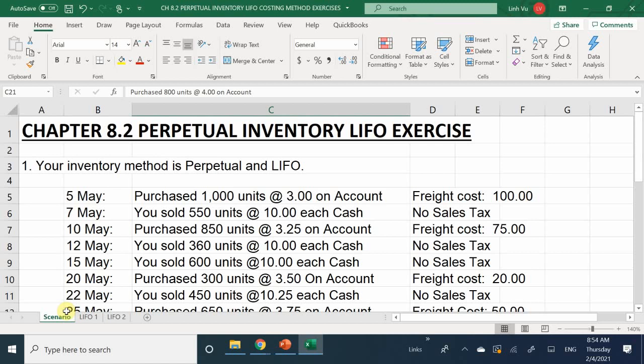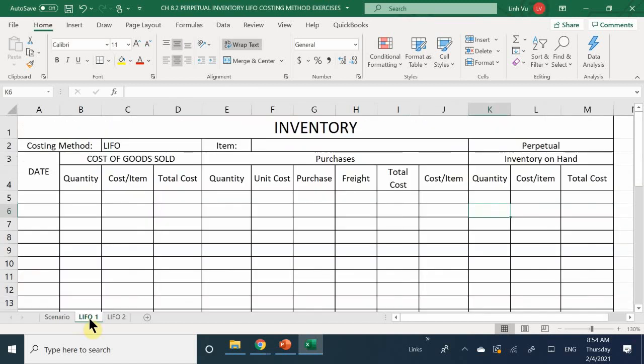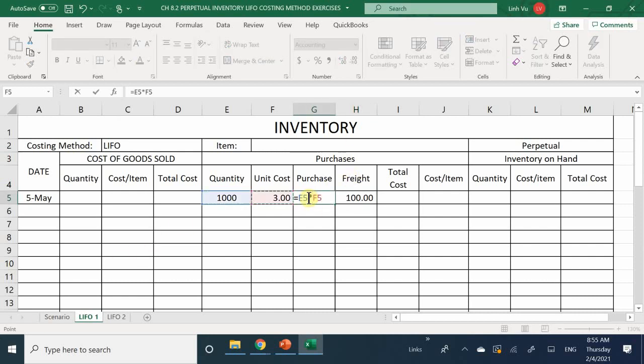Okay. So if on May 5th we decided to purchase 1,000 units at $3 each on account and the freight cost $100, here we're going to start our inventory worksheet. So on May 5th, we're going to skip over the cost of goods sold section, and go right into our inventory workspace section, our purchases. So we made a purchase of 1,000 items at $3 with a freight of $100. So what's my total purchase price here? 3,000. And what is my total cost going to be? 3,100.